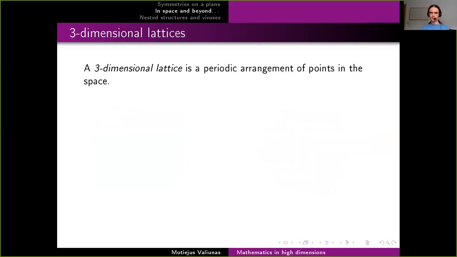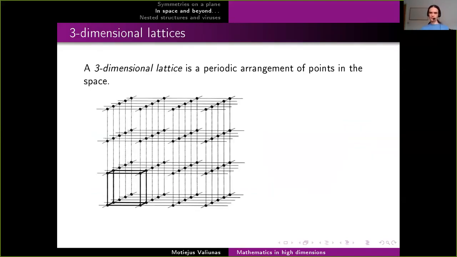And the answer now is yes, that we can have a 3-dimensional lattice, which is basically the same as a 2-dimensional lattice. It is some periodic arrangement of points. So you can draw a grid in 3 dimensions. Maybe it's a bit harder to imagine, but you can draw a grid something like this. Just imagine continuing to infinity.